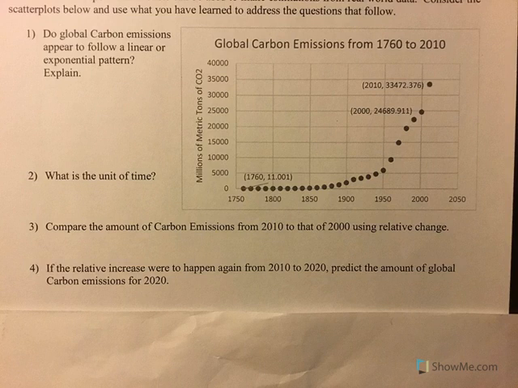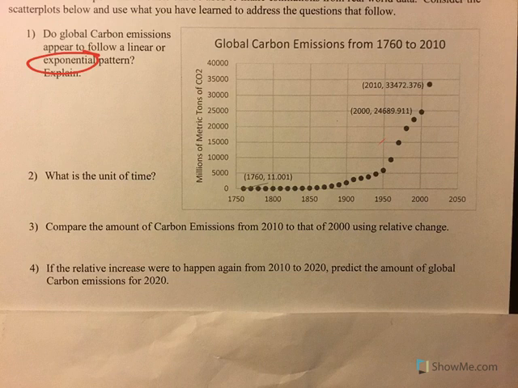Now remember that linear is a straight line. And I don't know about you, but that doesn't look very straight to me. Whereas exponential starts slow and then curves. Yeah, that looks exponential because it is simply not a straight line.